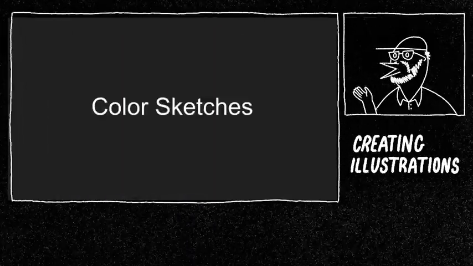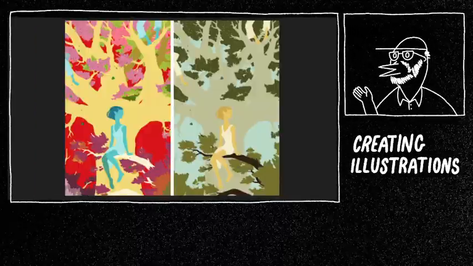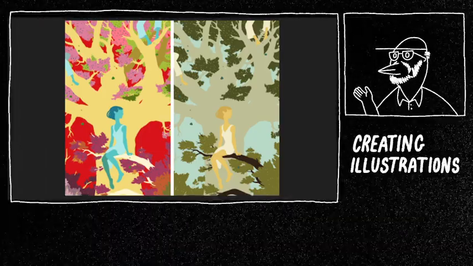So now color sketches. Once your tonal structure is set and it's working, then you can go on to color. And you'll see that if your tonal structure is working well, you can throw all kinds of colors on top of it and it'll still work pretty well.